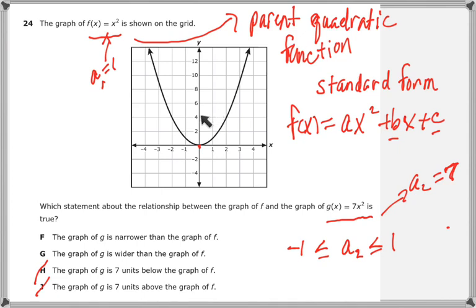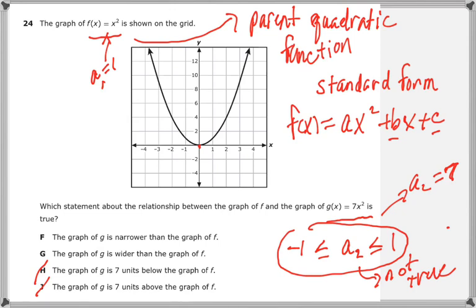Okay, and now let's take a look at answer choice G. The graph of G is wider than the graph of F. Okay, so this check here is to check to see if it's a vertical compression, which would make our graph wider. Okay, so this was not true. So let's go ahead and circle that. Not true. So it must be the other option, which is going to be a vertical stretch, which makes our graph narrower. Okay, so go ahead and rule out answer choice G, and all we're left with is answer choice F.